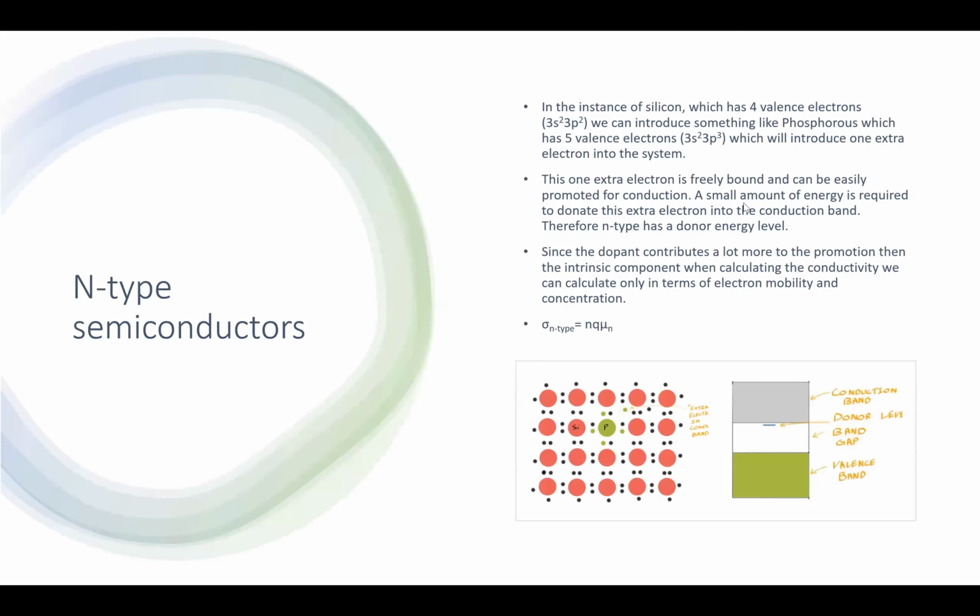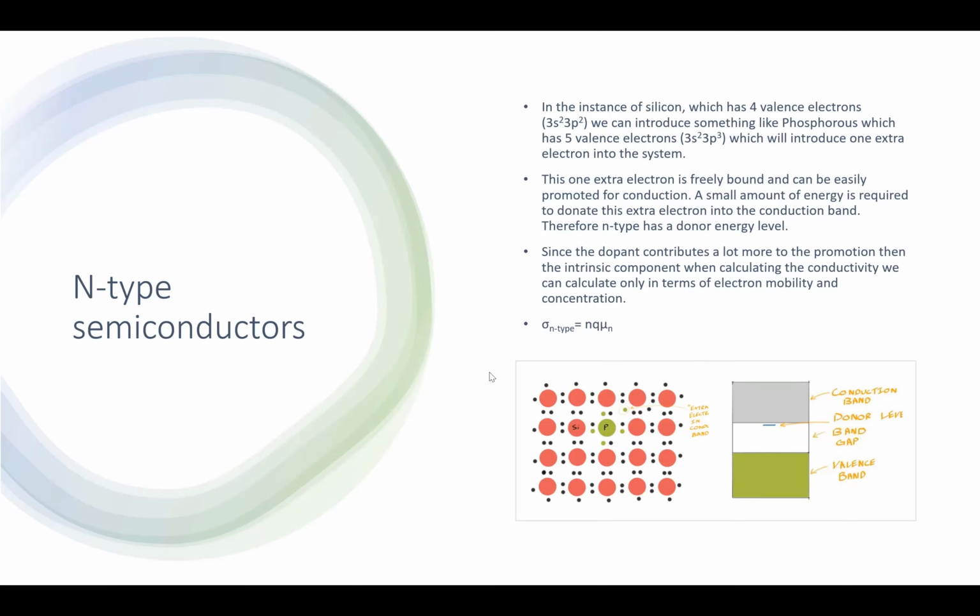So we'll start with N-type semiconductors. In the instance of silicon, which has 4 valence electrons, we can introduce something like phosphorus, which has 5 valence electrons, which will introduce 1 extra electron into the system if we place it in this silicon lattice we have here. And this 1 extra electron is loosely bound and can be easily promoted for conduction. A small amount of energy is required to donate this extra electron into the conduction band, and therefore N-type has a donor energy level. That's represented with this little blue line here.